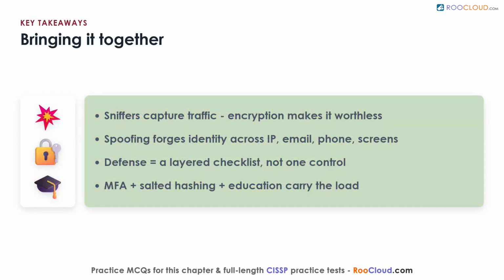So let's bring it together. Sniffer attacks silently capture traffic, and encryption is what renders that capture worthless. Spoofing forges an identity across IP, email, phone, and fake screens to steal trust. And your defense is a layered checklist: physical and electronic access control, salted and peppered hashing, password masking, multi-factor authentication, account lockout, last logon notifications, and user education. No single control stops everything, but stacked together they close the doors that access control attacks try to walk through. That completes our full tour of controlling and monitoring access.